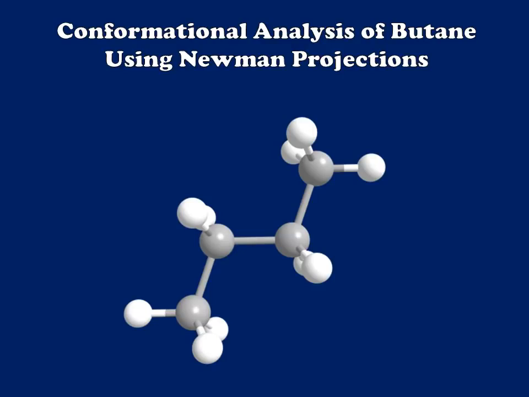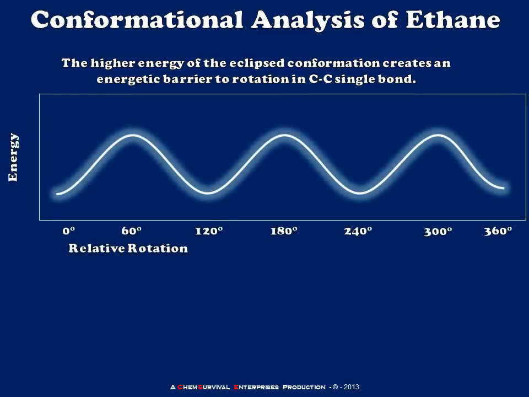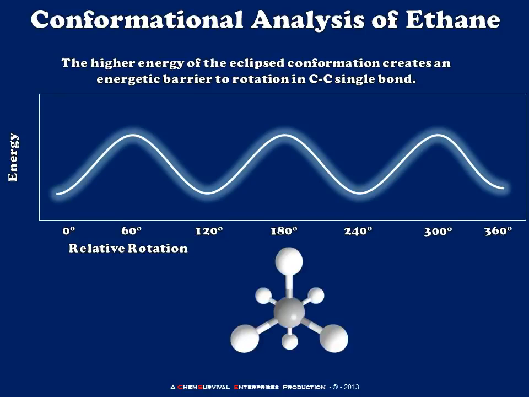But first, let's get a quick refresher about how to do a conformational analysis using Newman projections and the simplest possible example of ethane. Okay, so the conformational energy diagram for ethane looks something like this, with an energy axis on the vertical and relative rotation plotted as my independent variable.